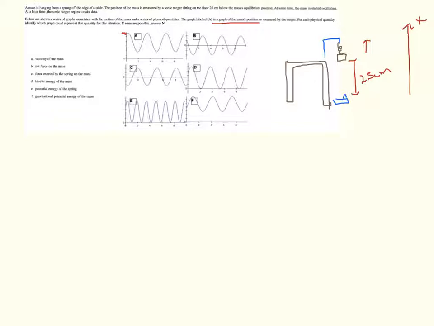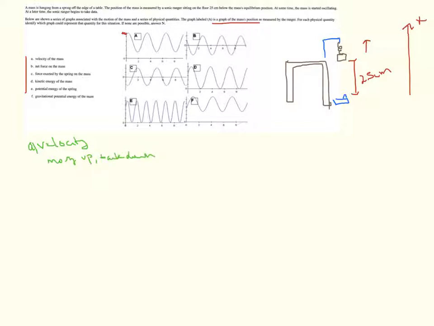So what they're asking me to do is think through which of these different graphs could be representing which different part of the motion for this oscillating mass. Okay, so I'm going to start by thinking about the velocity. I know that by the position, it's starting, it's still moving up, and then it's cresting its maximum, and then it's starting to come back down.